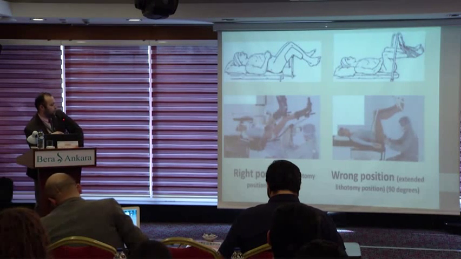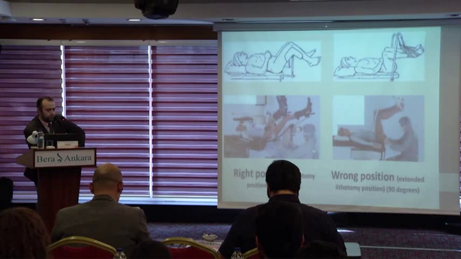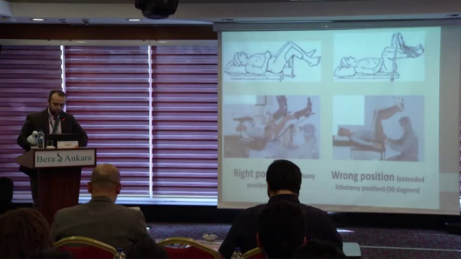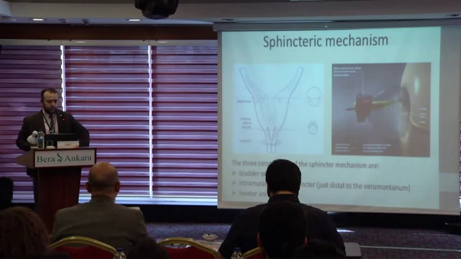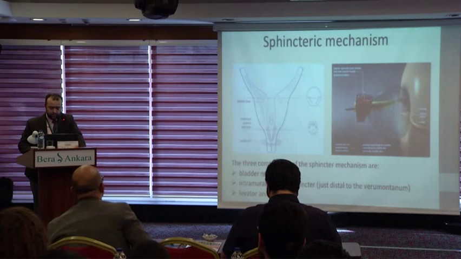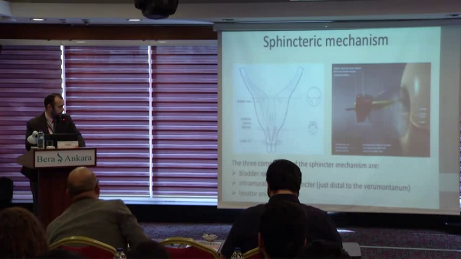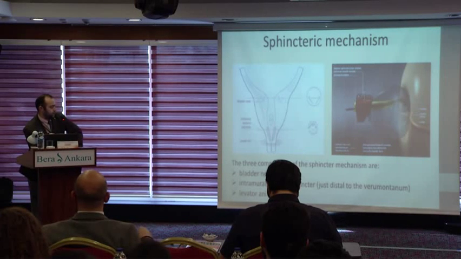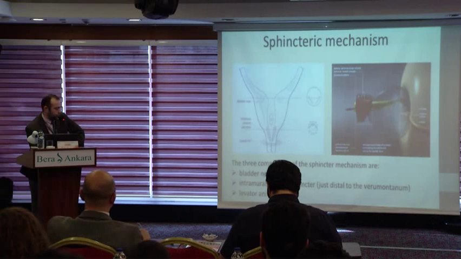And these are two positions. You are seeing the lithotomy position. 45 degrees is okay for the surgery, but the exaggerated lithotomy position, 90 degrees, is the wrong position for this surgery. The main three components of the sphincteric mechanism are the bladder neck, intramural external sphincter, and also the levator ani muscle. The external sphincter is the main point of this sphincteric mechanism.